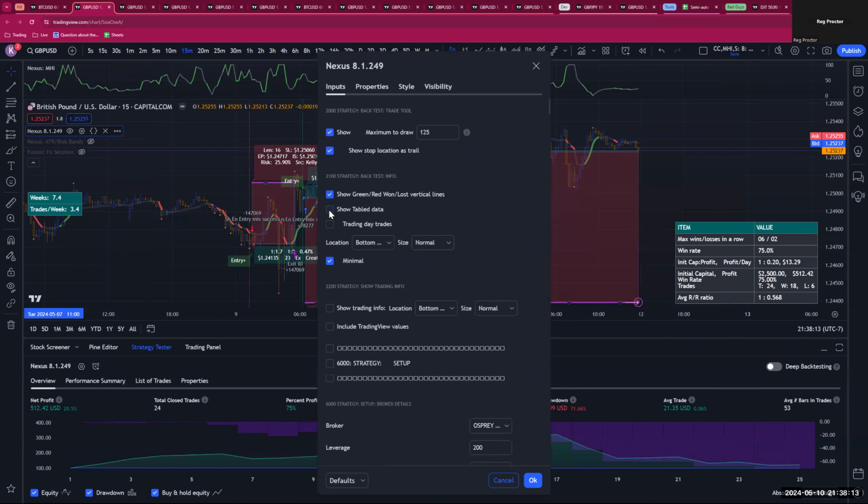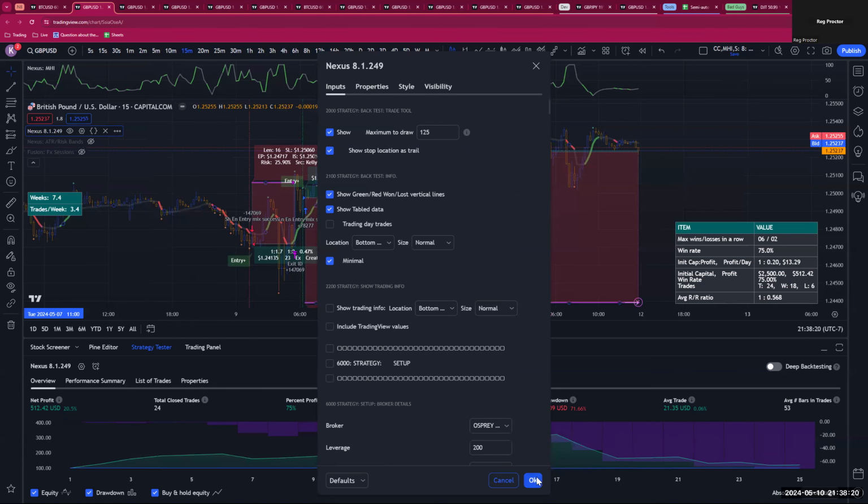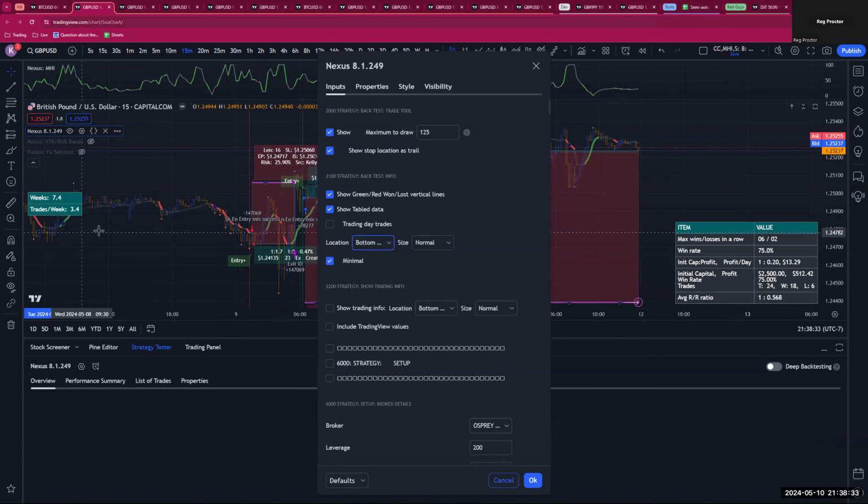You can still obviously just say don't show table data and you're good to go. But I personally like to see it on. It's not on by default, so you do have to turn it on. But yeah, I like it. Oh, and also remember, it doesn't have to be there. You could put this at the bottom left. I don't know. It might fit underneath that. I'm not sure. Probably depends on how big your screen is.